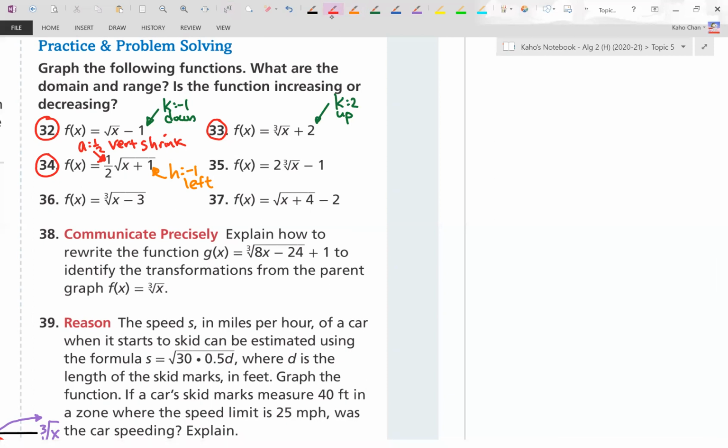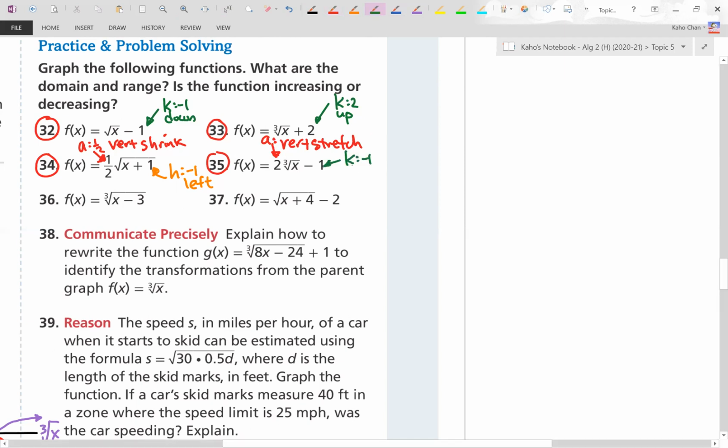Number 35, let's take a look at that. We got not only an A value, which is +2, which does definitely stretch it. Vertical stretch. But that -1 is a K value. This is down, right? It's negative. Whew, a lot of little things going on here.